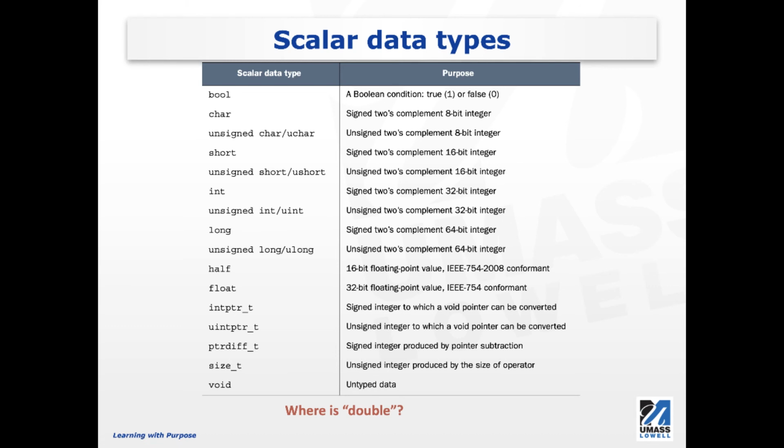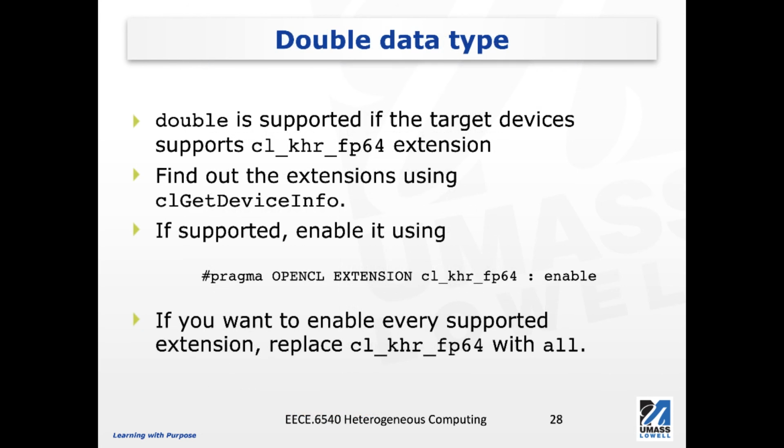Now you may wonder, where is the double type? Double type is available in high-level languages. It turns out that in the OpenCL framework, double is a pretty special data type. Double is supported only if the target device supports cl_khr_fp64. cl_khr_fp64 is an extension, and that extension indicates whether an OpenCL framework supports the double type. Not all OpenCL devices support the double type.